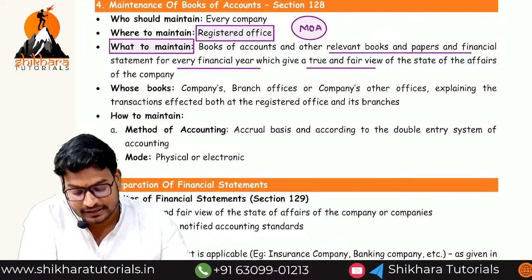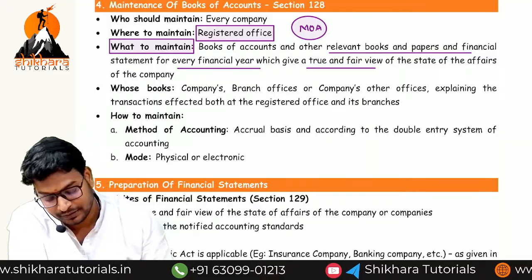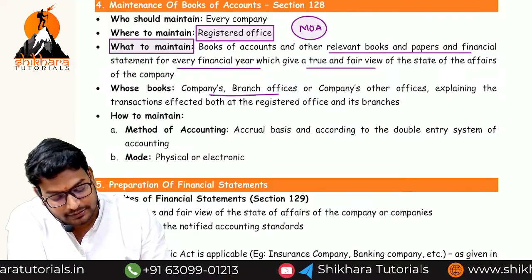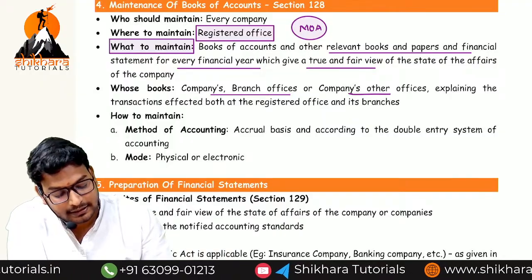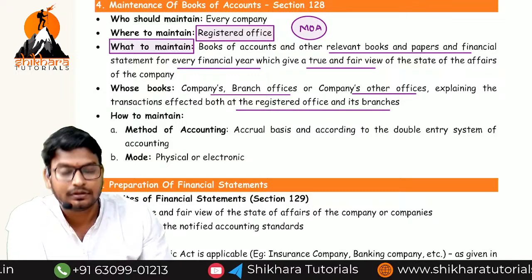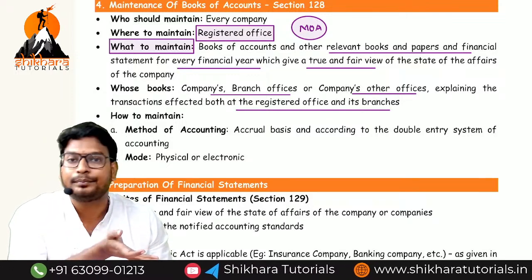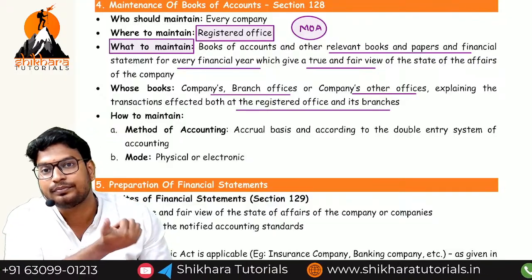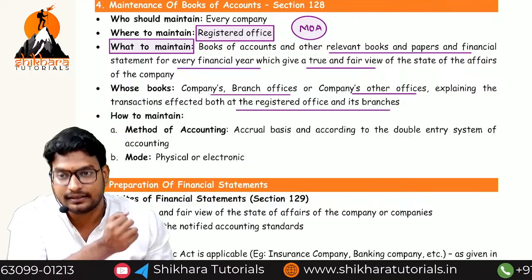Nothing but financial statements we have to maintain. What are the financial statements we are having? We can discuss, no problem. On whose books? The company's books, the company's branch offices or other offices explaining those transactions. So not only the particular company's books, the branch books also should be maintained in the particular registered office.